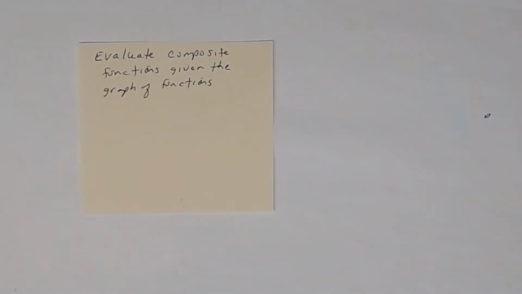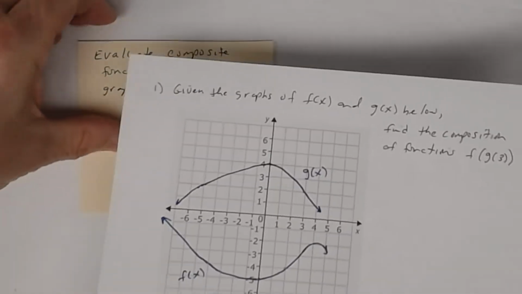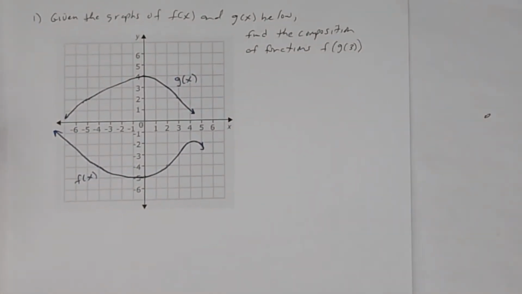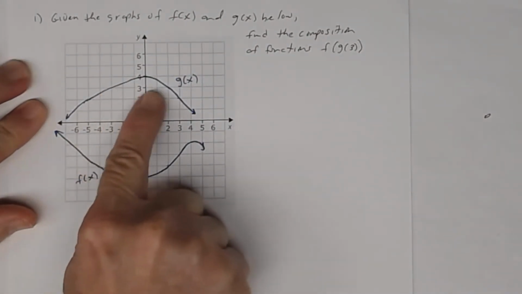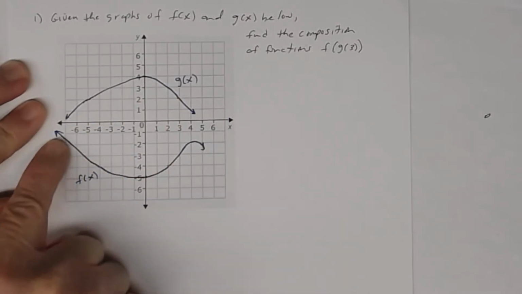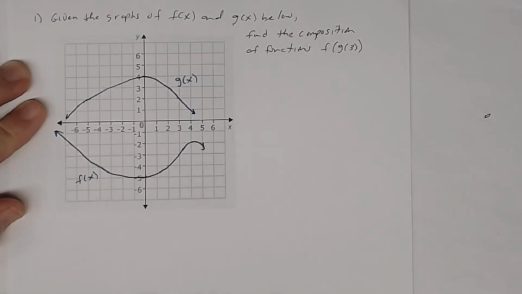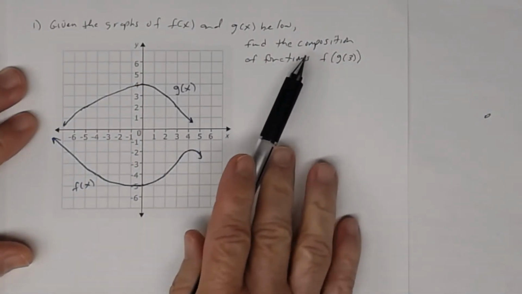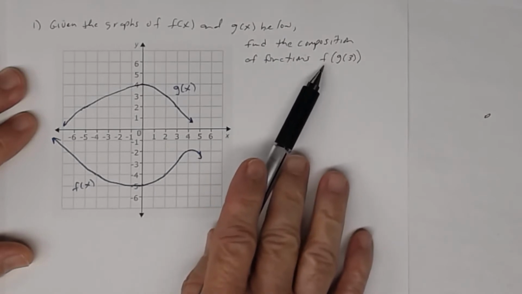In this lesson, we're going to evaluate composite functions given the graphs of functions. And so this is what it's going to look like. If you look at this example, you're given two graphs. Here's the graph of the function g of x, and then the lower graph is the graph of the function f of x.